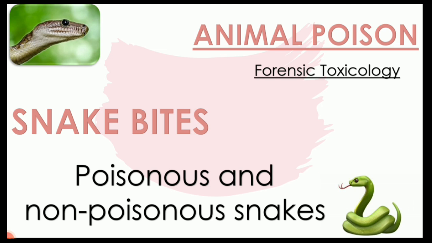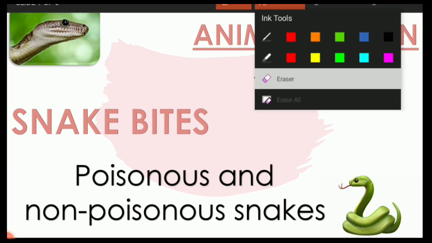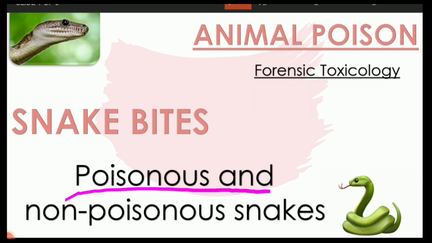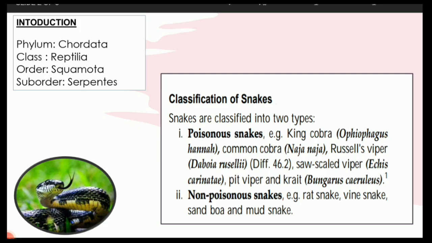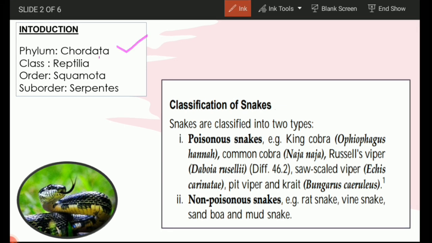First of all, you must get a basic difference between the poisonous and non-poisonous snakes. Snakes are part of chordata phylum. We human beings are chordates as well. They are reptiles, means they simply just crawl on the floor. They don't have legs, they don't have hands. So this pair of appendages are missing in them.